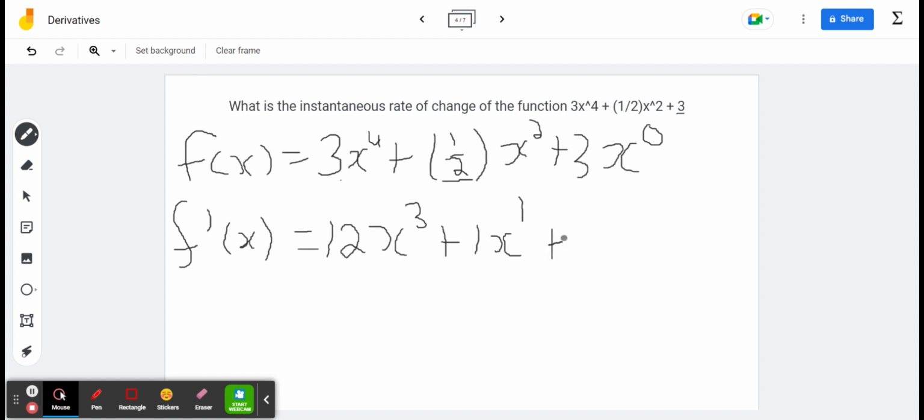And then we're going to take the derivative of 3x to the 0. When we bring the 0 down to the front, 0 times 3 is just 0. So this is going to be 0. The derivative of any constant term is always going to be 0. This is important to know. So our final answer is 12x cubed plus x.